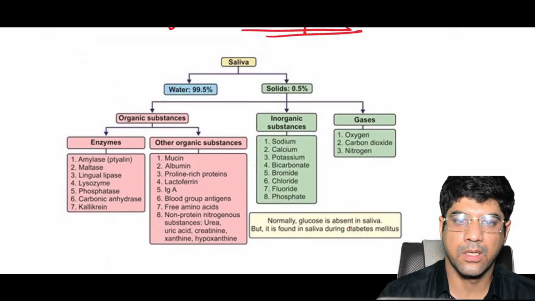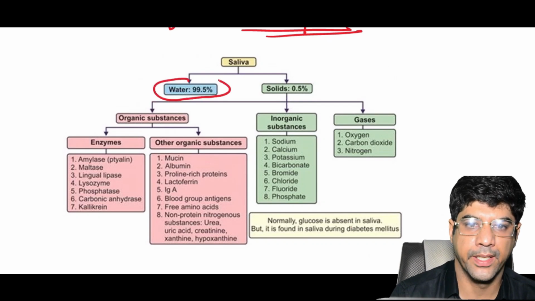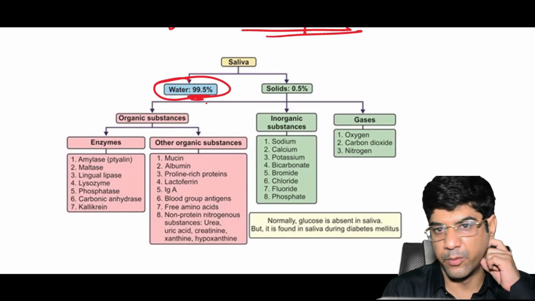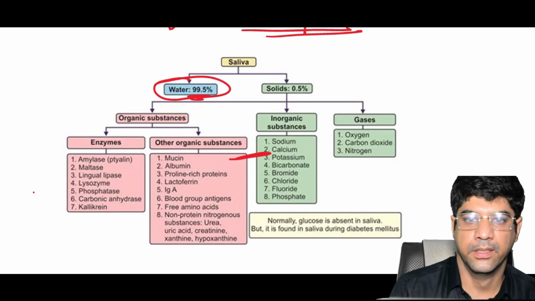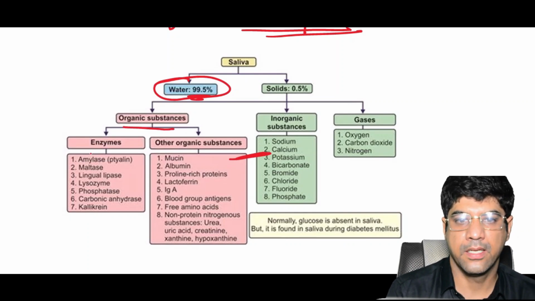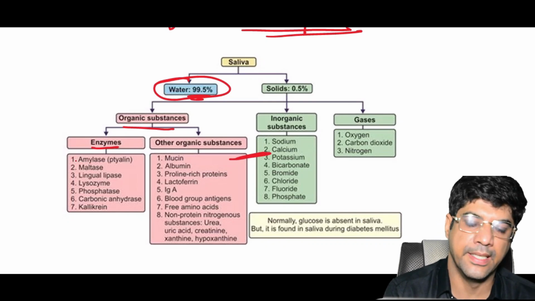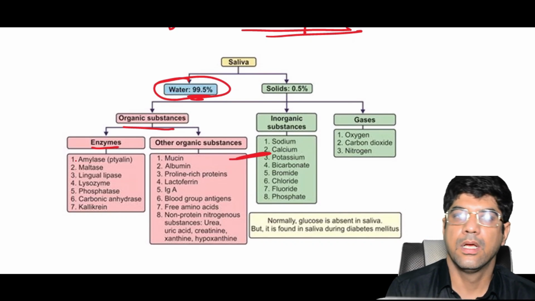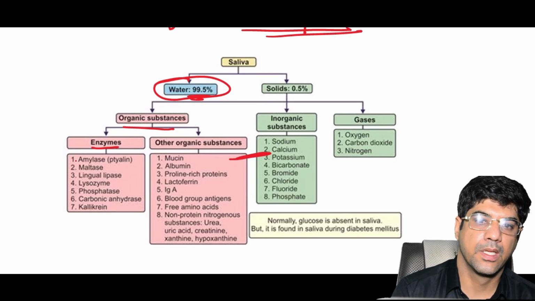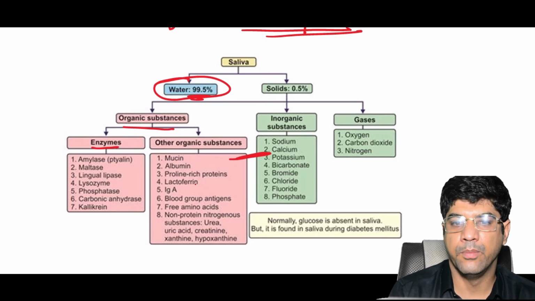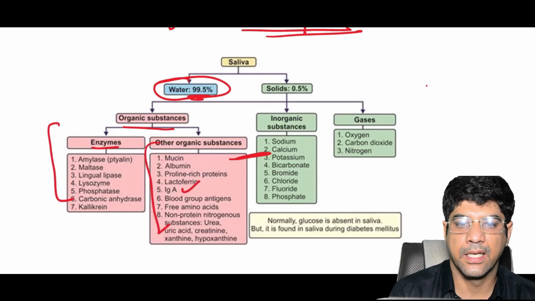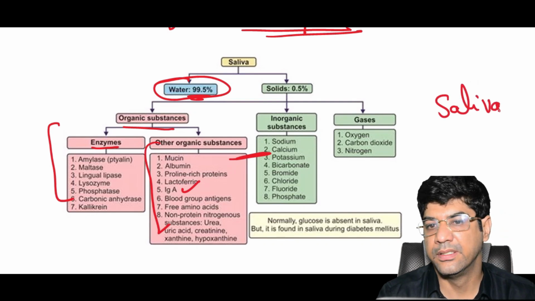Now let us discuss the composition of saliva. It contains water, that is 99.5% water. The rest is solids. The organic substances present are enzymes. The various enzymes present are amylase, maltase, lingual lipase, lysozyme, phospholipase, carbonic anhydrase, kallikrein. Other organic components are mucin, albumin, proline, lactoferrin, IgA. So these are the components of the saliva.